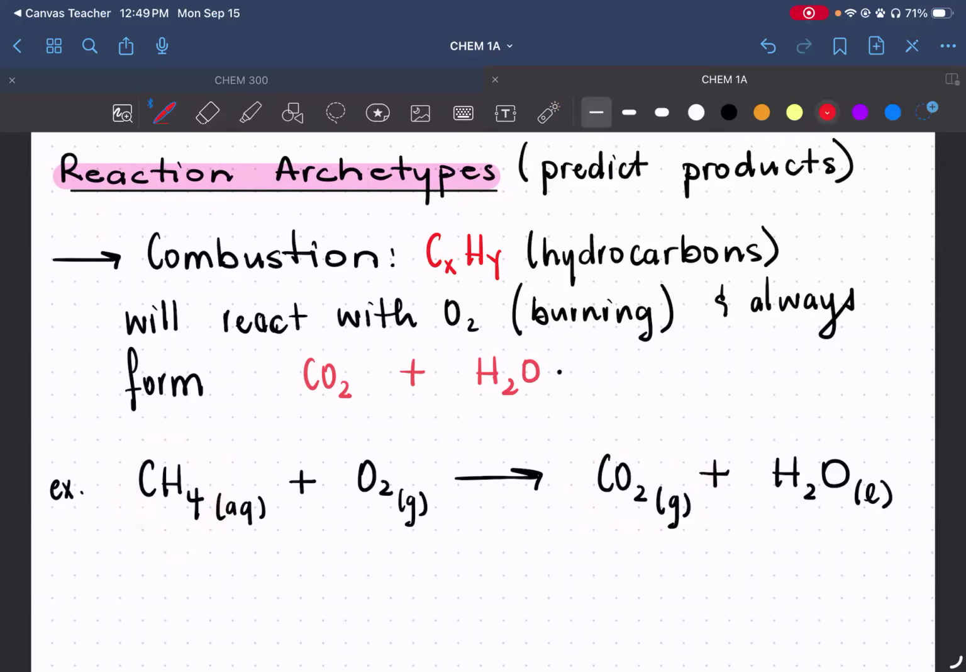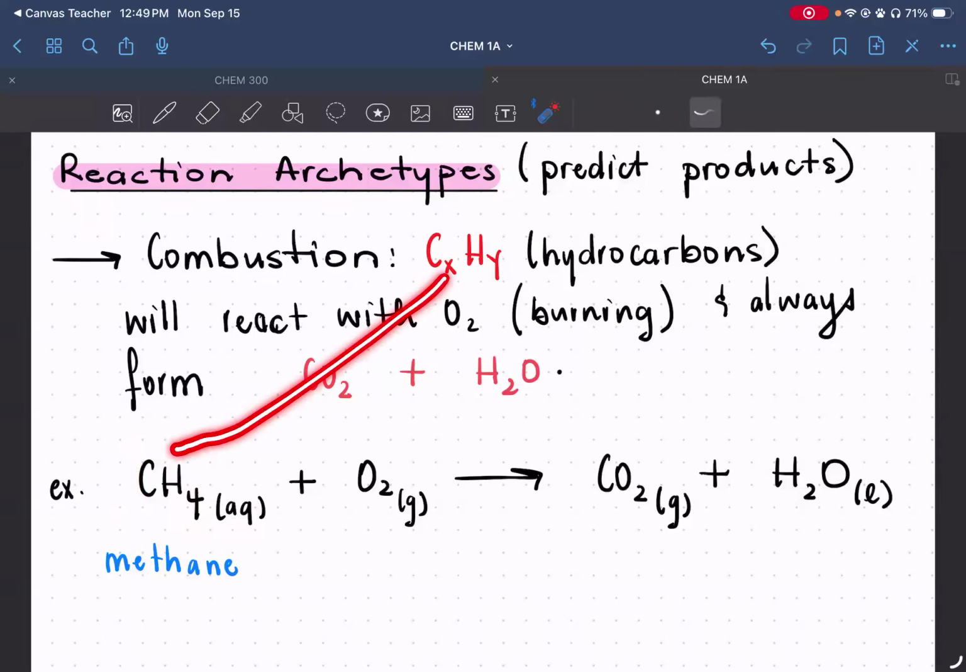CH4, you don't necessarily need to know this, of course, but CH4 is actually methane. It is a hydrocarbon, where there is only one carbon and there's 4 hydrogens. That's all that's needed to be a hydrocarbon. There needs to be a hydrogen and a carbon.